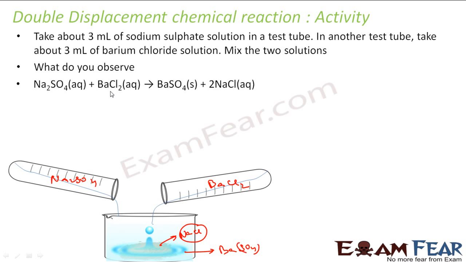Na2SO4 plus BaCl2 gives BaSO4 plus NaCl. In this case, sodium and chlorine form a pair, and they got NaCl. The sulfate and barium form a pair, and that gave barium sulfate. That's what happened. So this is one activity to observe this double displacement chemical reaction.